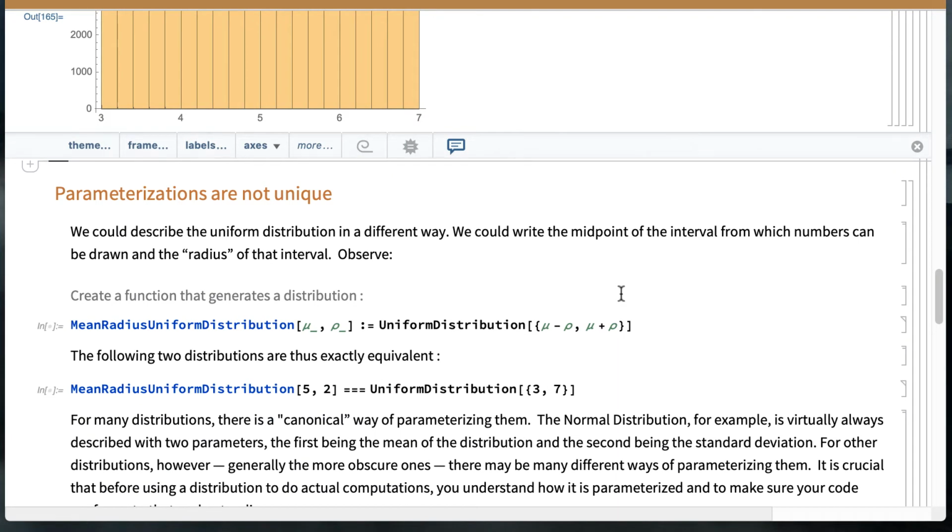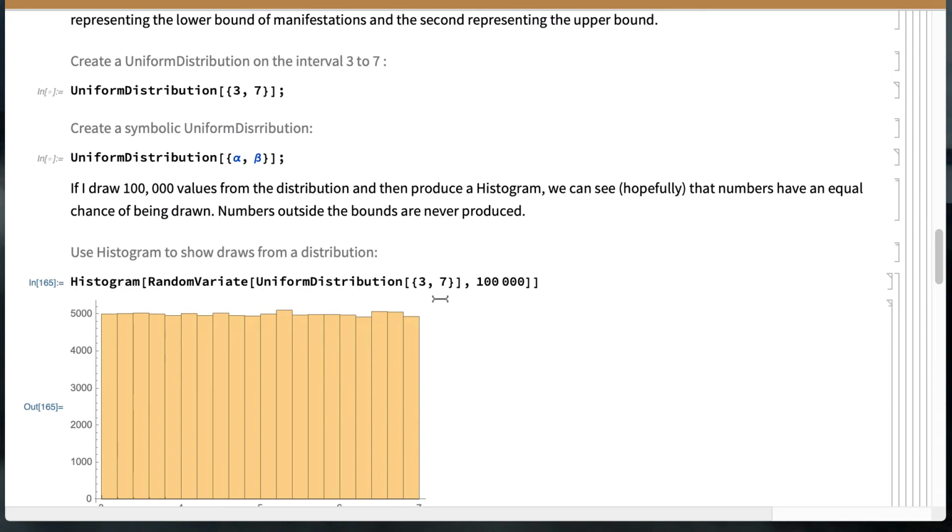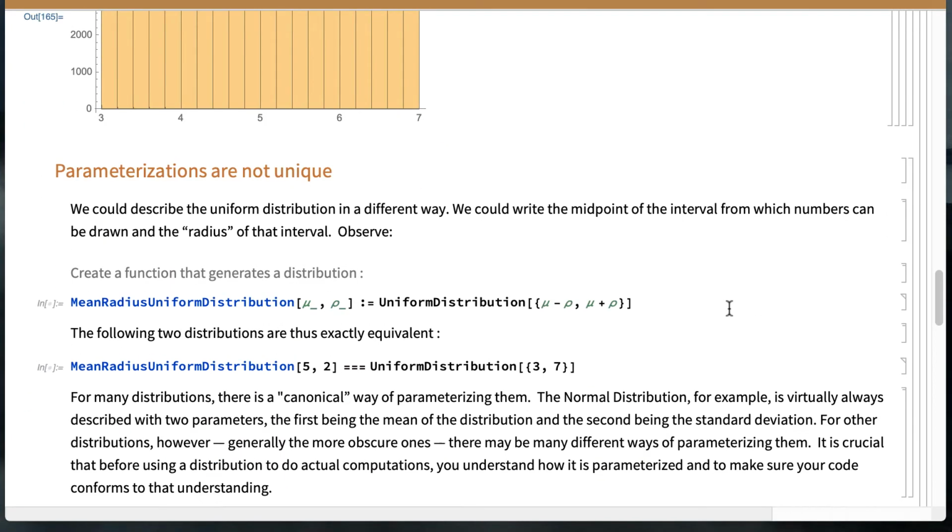Okay, so you should notice that there are other ways of writing a distribution. That is, the parameterization we used for the uniform distribution said that the first number here was the low bound, and the second number here was the upper bound. But you don't have to do it that way. You could say let's have the first number be the midpoint of the distribution of the outcomes, and the second number be the radius. How far away from that midpoint can you go? And so you can see that I can create a reparameterized uniform distribution simply with this function, mean radius uniform distribution. And they're exactly the same.